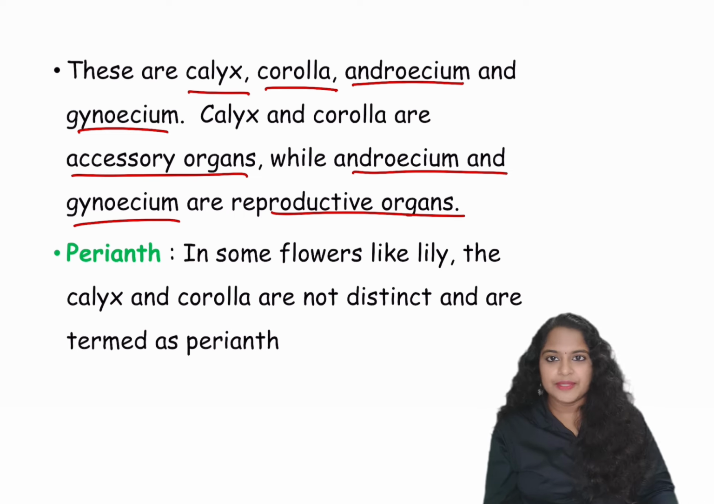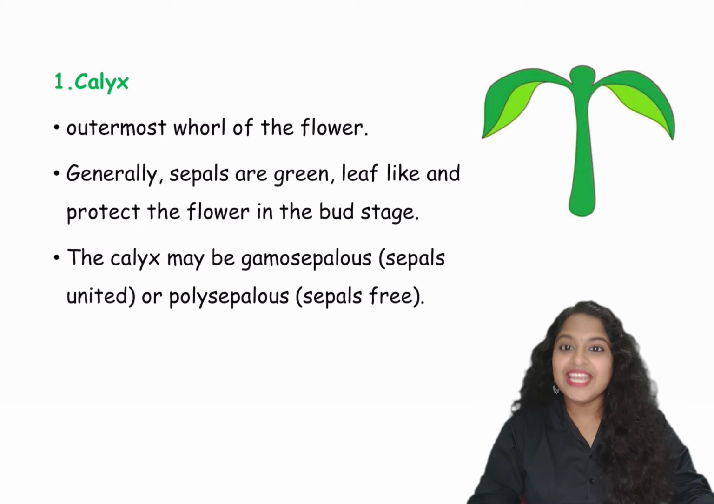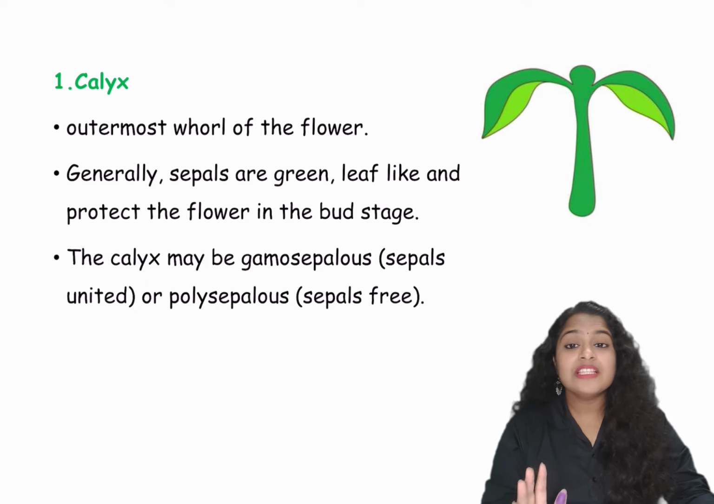Now what is perianth? In some flowers like lily, the corolla and calyx are not distinct. They are fused and this is termed perianth. Next we are going to see the different parts of the flower, and first we are going to see the calyx. This is the outermost whorl of the flower. It is also called sepals and the calyx protects the flower in its bud stage.